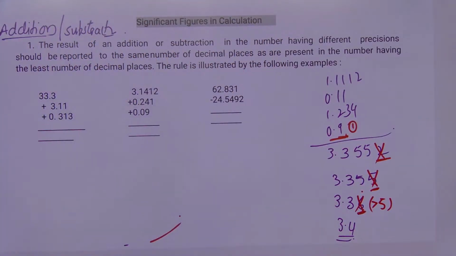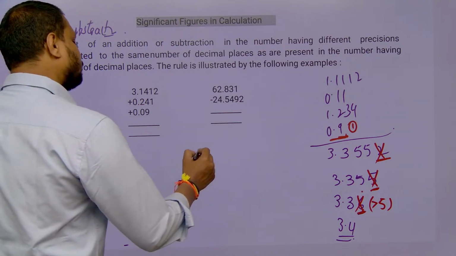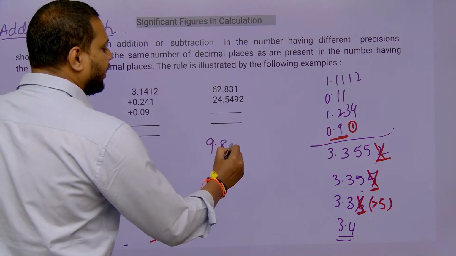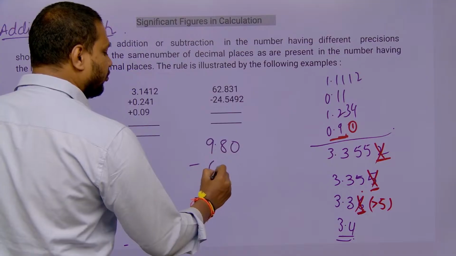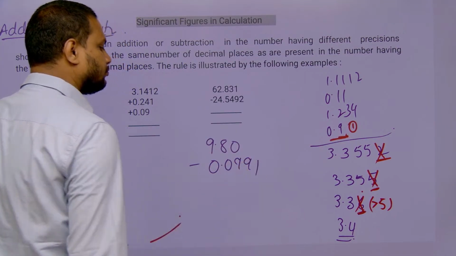Are you clear? Now shall I give one more example? One more example? Yeah, fine. I'll take 9.80 minus 0.0991.